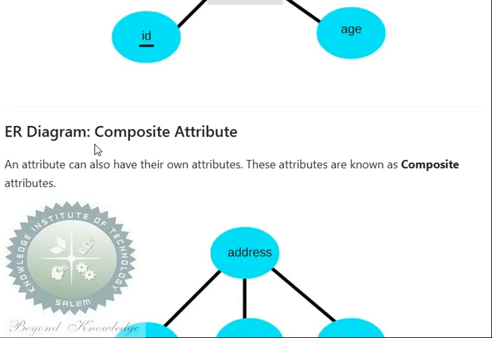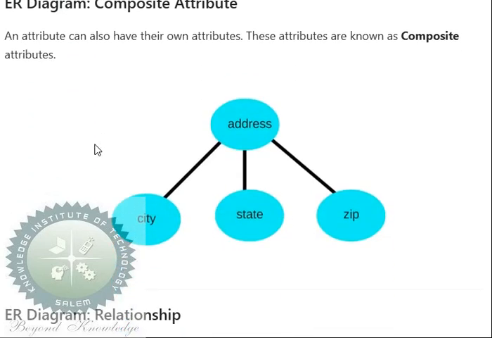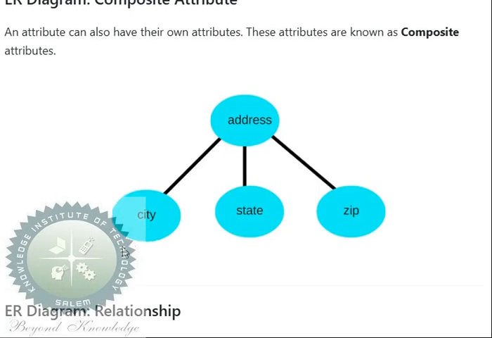So here, ER diagram composite attribute. An attribute can also have their own attributes. These attributes are known as composite attributes. For example, address. Inside the address attribute, city, state, zip. These are the attributes of the address attribute.